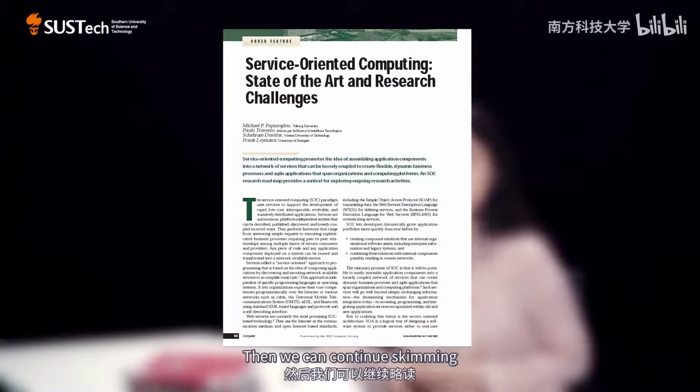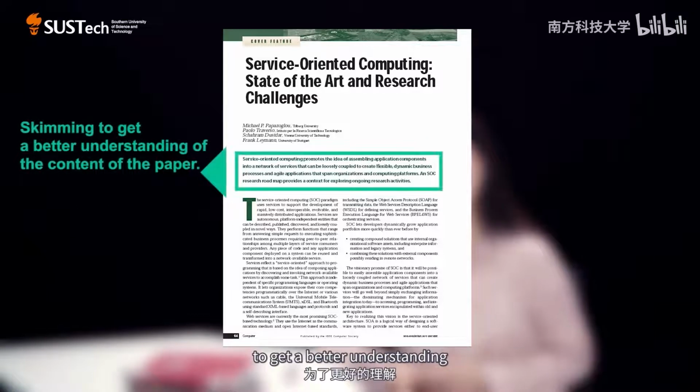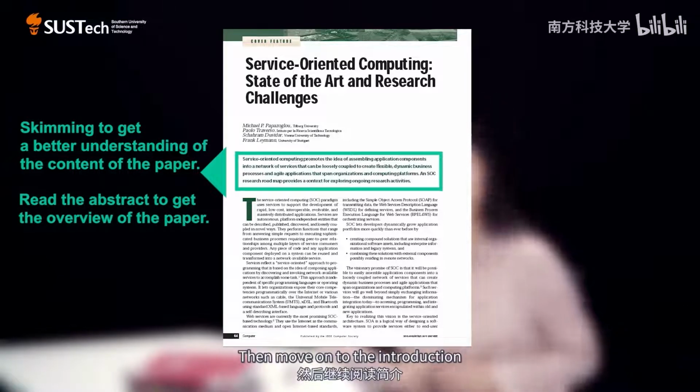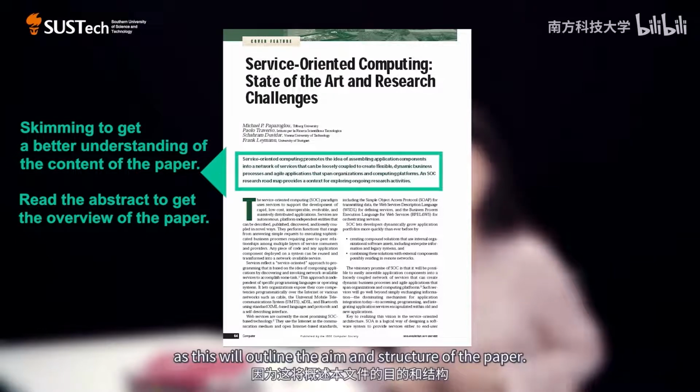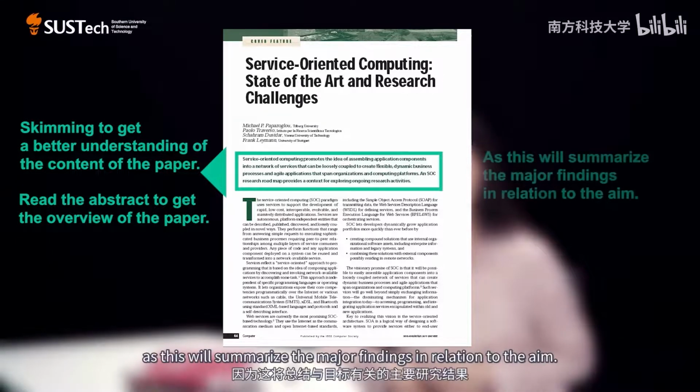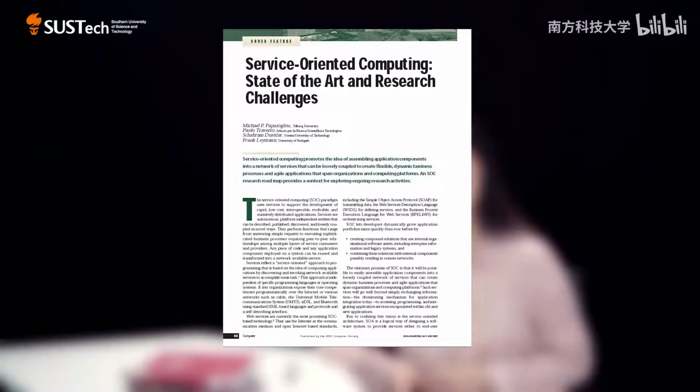Now we can continue skimming to get a better understanding of the content of the paper. Read the abstracts to get the overview of the paper, then move on to the introduction, as this will outline the aim and the structure of the paper. After that, let's jump to the conclusion, as this will summarize the major findings in relation to the aim.